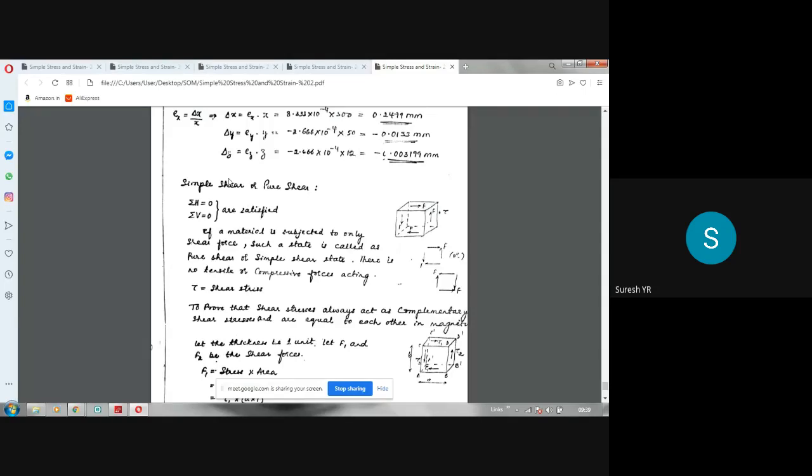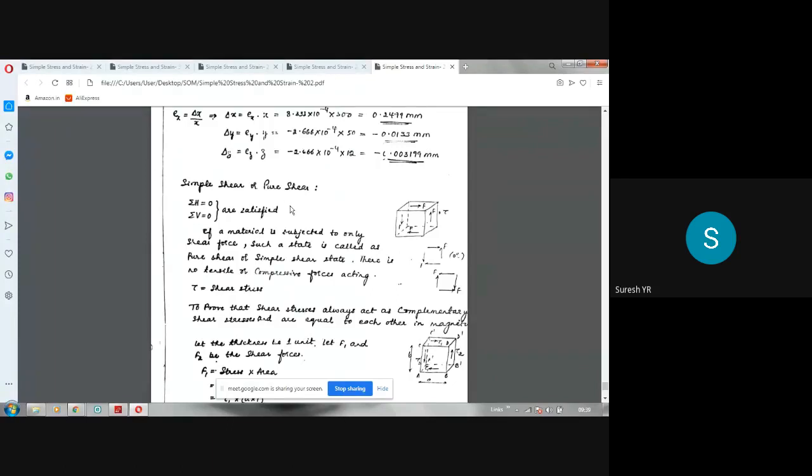Normal force is also called direct force, and the corresponding stresses developed due to those normal forces are known as normal stresses or direct stresses. Tensile and compressive are the types of normal stresses. There is one more type of force called shear force, which I explained that day, which acts parallel to the area or tangential to the area.